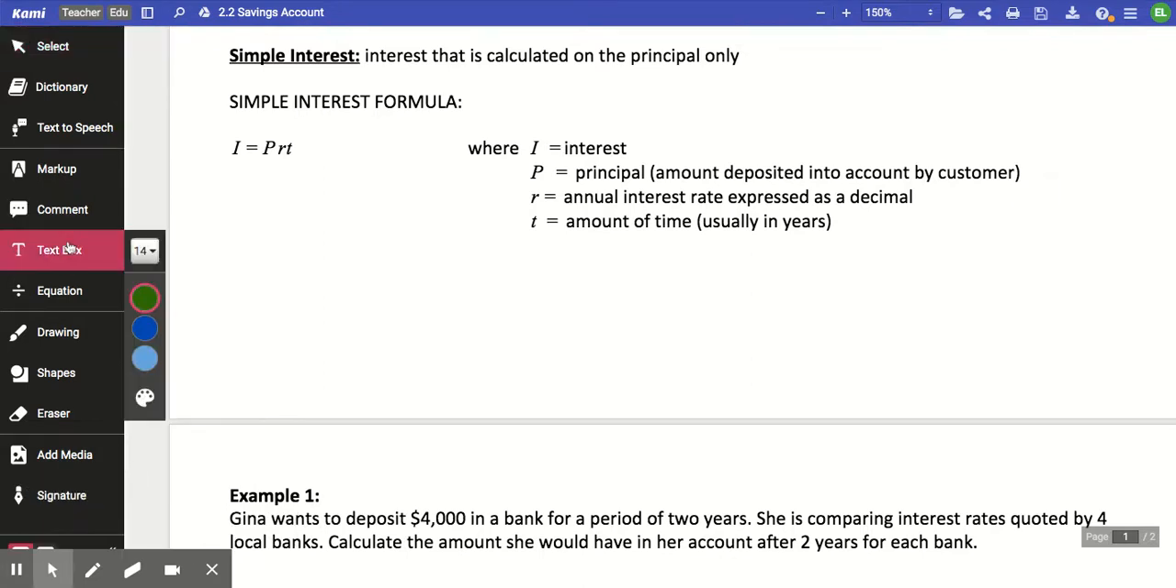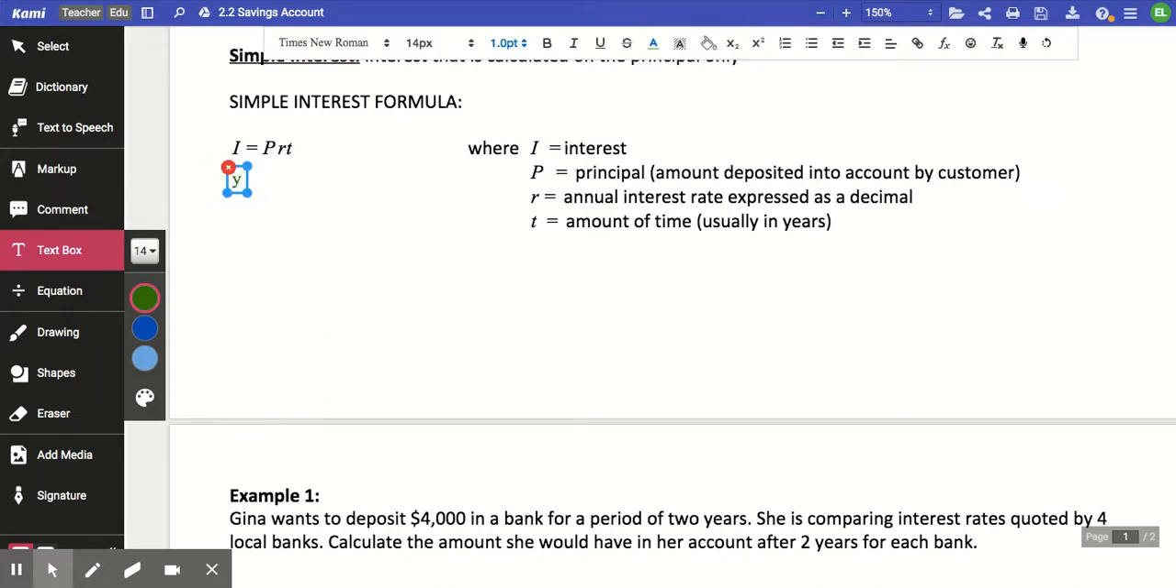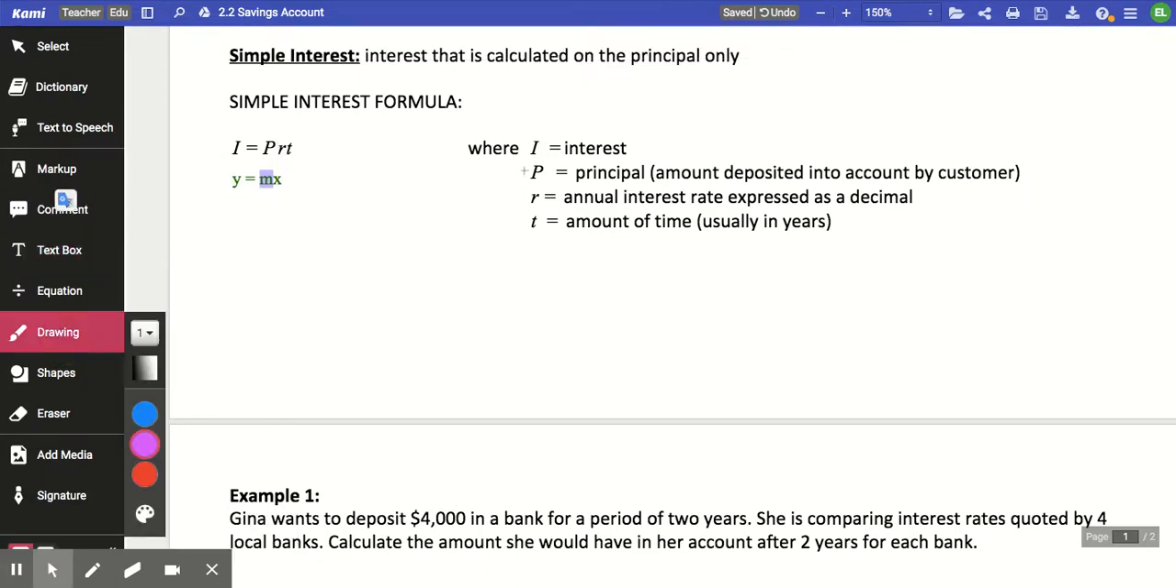Therefore, our simple interest formula is really just a linear function in the form of y equals mx. So we still have two variables, and the only difference is that instead of one single parameter, we have two parameters that combine. So our variables in this case would be your interest, which we might denote as y, and your time, which we might denote as x. Those are the two things that are changing.